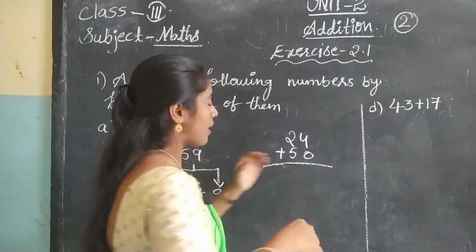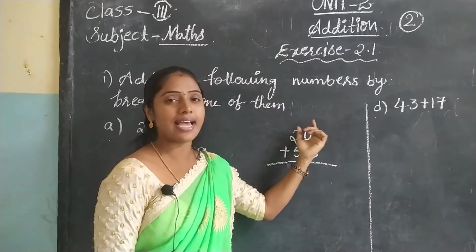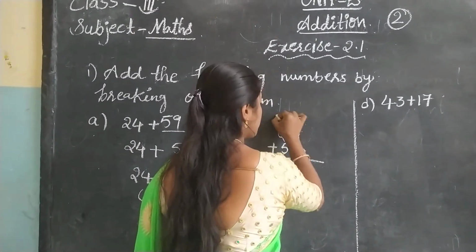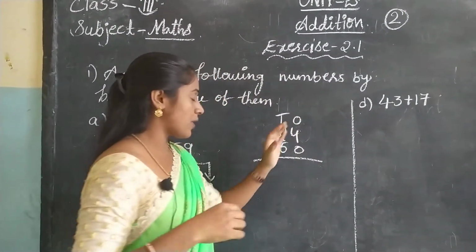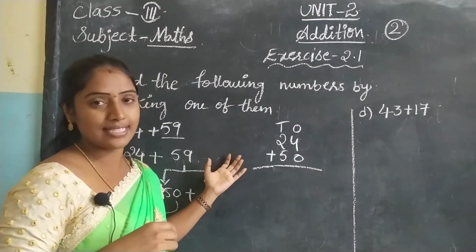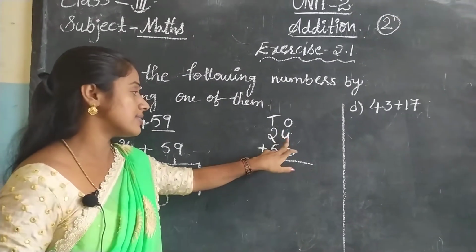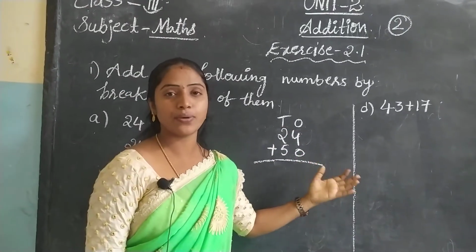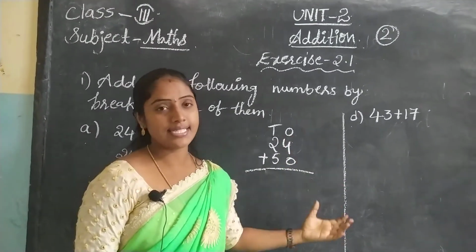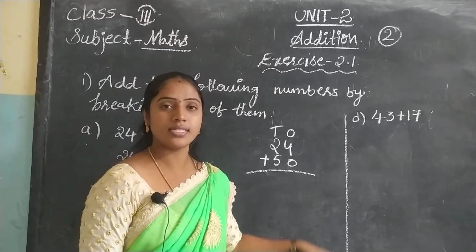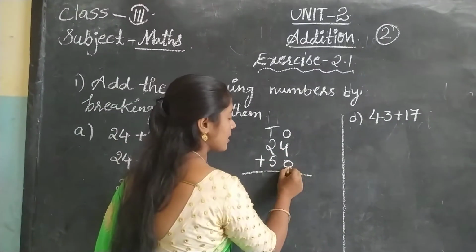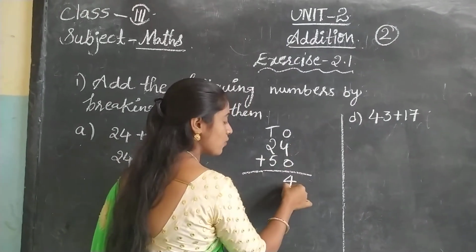See here, first you have to go to ones place and tens place. What is the ones place here? 4. Tens place is 2. So you have to go from ones to tens. First add 4 plus 0. When we add 0 to a number, we get the same number as the answer. So 4 plus 0 is 4.